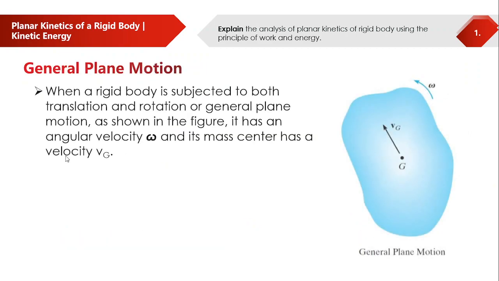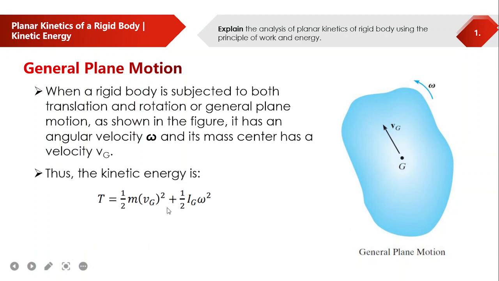Okay? So, next is the general plane motion. Ano naman to kung yung object mo is experiencing general plane motion. So, when a rigid body is subjected to both translation and rotation, or general plane motion, basically, ganun lang yung tawag. Shown in the figure, ito yung figure natin. So, it has an angular velocity omega and its mass center has a velocity v sub g. Okay, ito yung mga given natin doon. So, thus, the kinetic energy is this one, kasi nga, meron siyang rotational tsaka translation. Okay? So, ito pa rin yung generic na formula natin when we are talking about kinetic energy kung dalawang motion yung nandun.